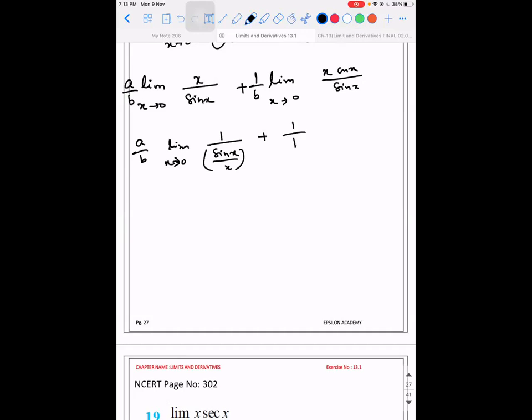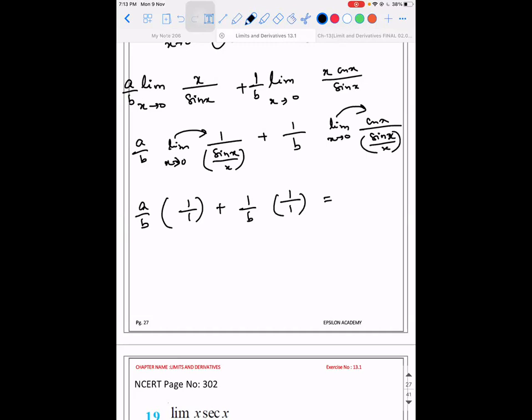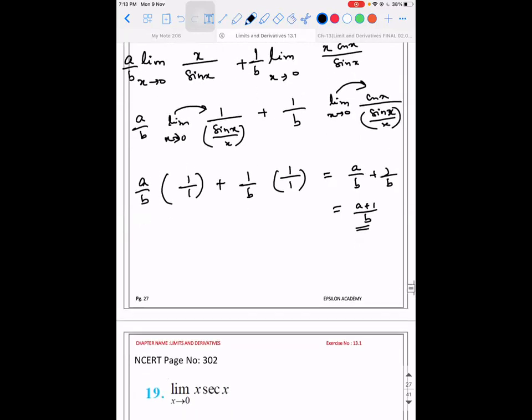Plus 1 by b into limit x tends to 0. Can I write this as cos x divided by sin x by x? Now tell me guys. A by b into, if I substitute the limit here, I will get 1 by 1. Plus 1 by b into, if I substitute the limit here, I will get 1 by 1. So what is the answer? A by b plus 1 by b. That's the answer.